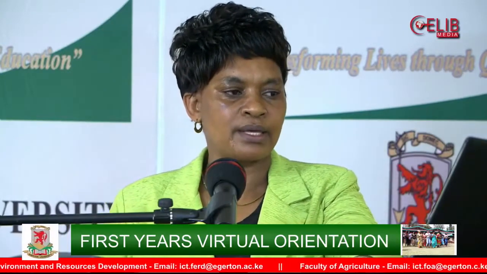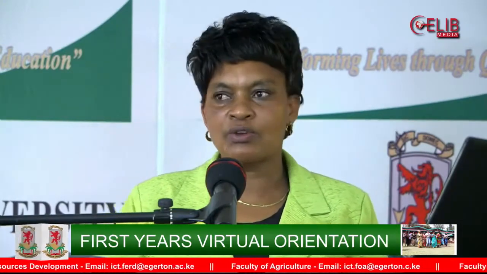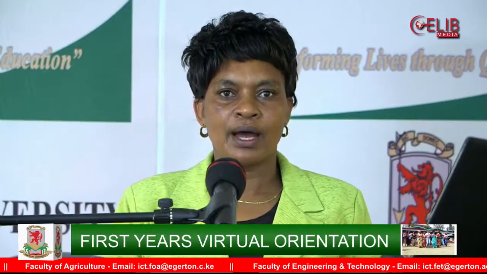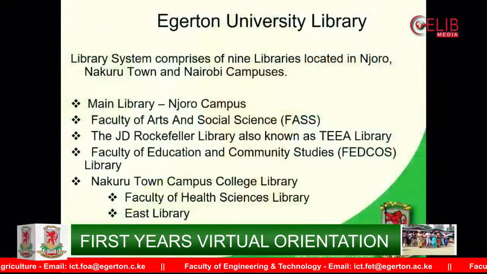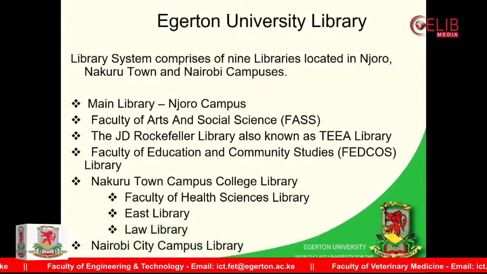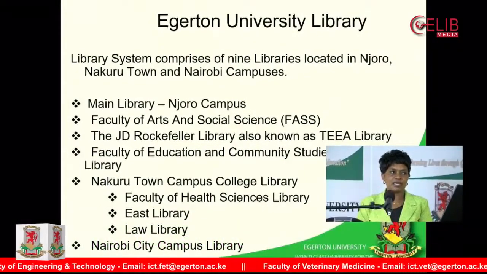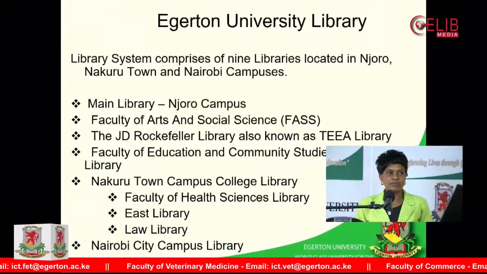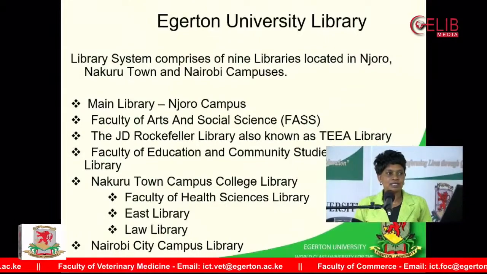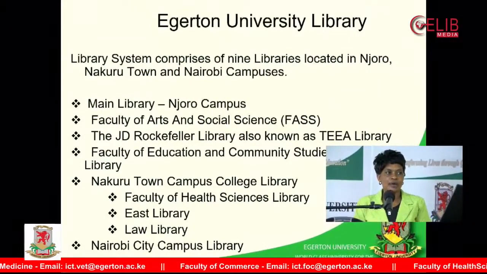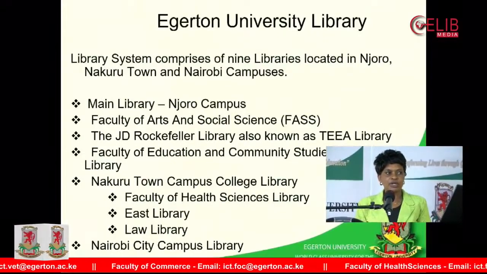So I will start by just saying that the Egerton University Library is actually a system which is comprised of 9 libraries. We have 4 libraries here in Njoro campus. We have the main library in Njoro. We also have the Faculty of Arts and Social Sciences Library, also in Njoro. We have the J.D. Rockefeller Library, or TIL Library, which is our research library, also in Njoro. And then we have the Faculty of Education and Community Studies, here also in Njoro.